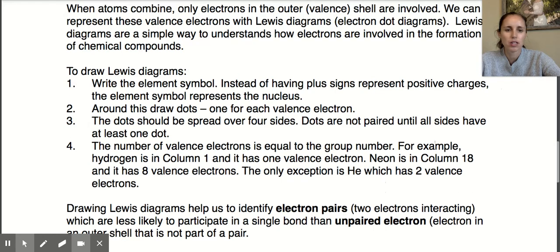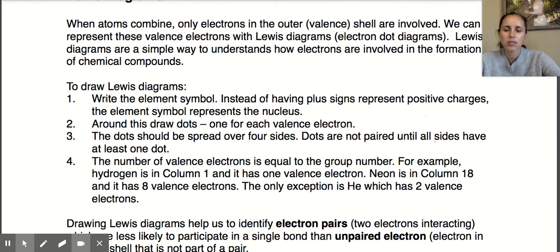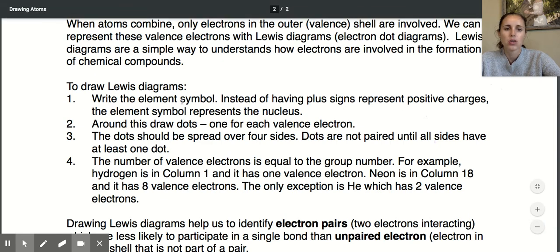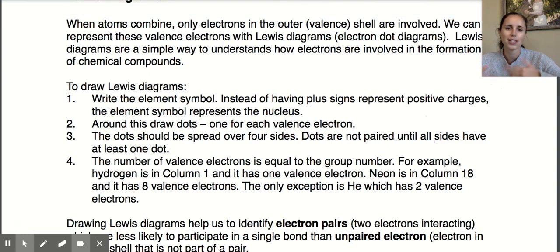Lewis diagrams are a little bit different. In Lewis diagrams, the nucleus is just going to be the element symbol. So instead of using plus signs to represent positive charges, the element symbol represents the nucleus. What this means is rather than having protons or neutrons listed in the nucleus, we really don't care about protons and neutrons in terms of chemical reactivity. So all we're going to represent is the element symbol.